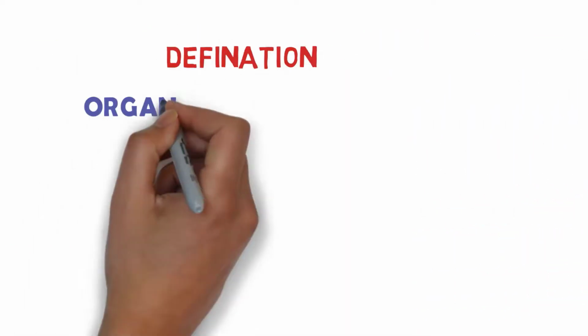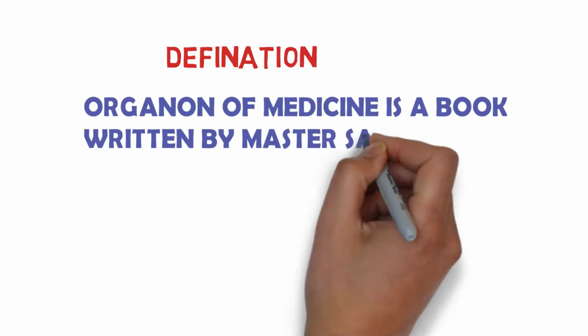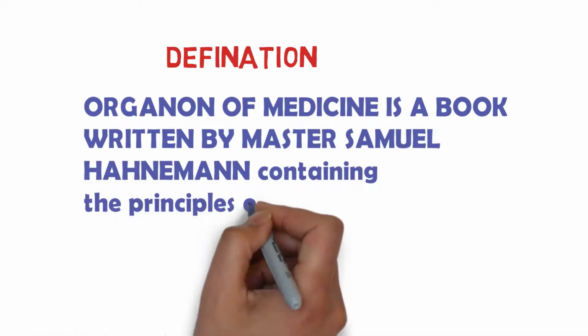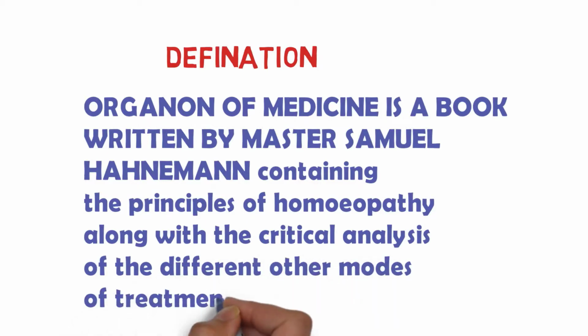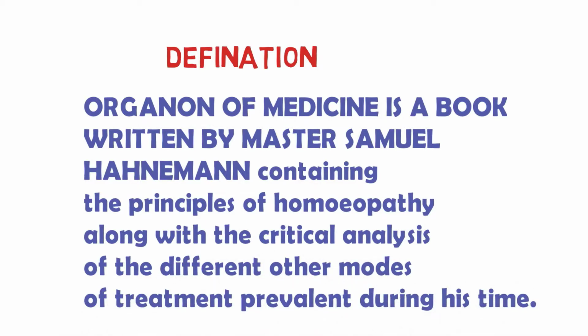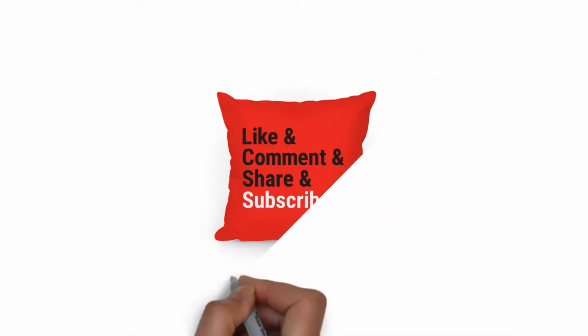Definition: Organon of Medicine is a book written by Master Samuel Hahnemann containing the principles of homeopathy along with critical analysis of different other modes of treatment prevalent during his time. So this was a video on Introduction to Organon of Medicine.